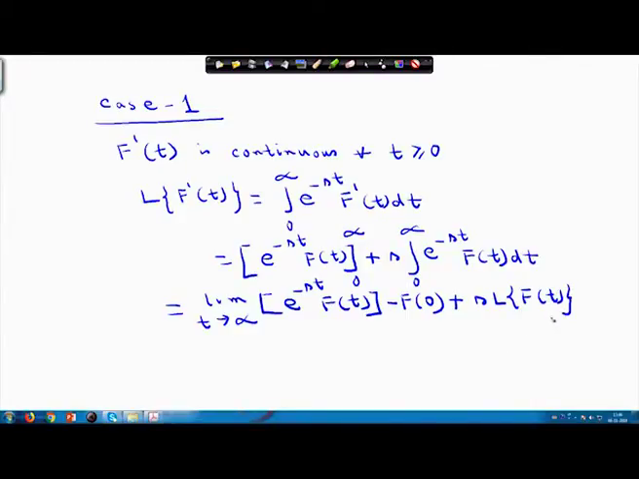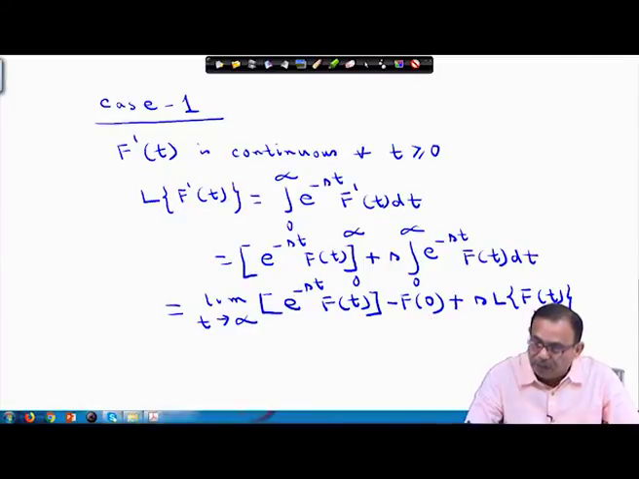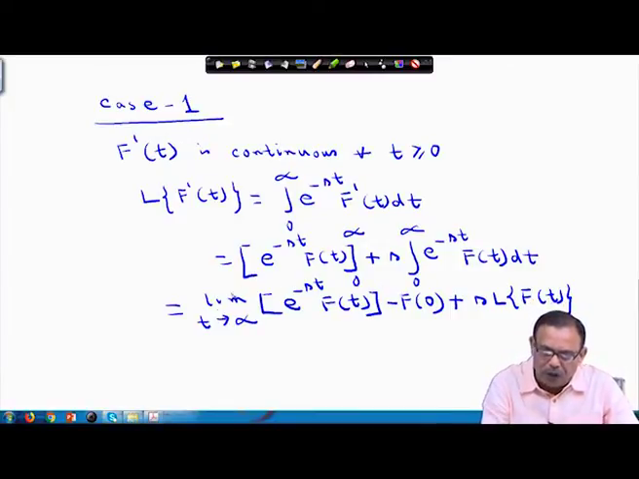Please note that whenever I am writing this, I know f 0 has a finite value, and the Laplace transform of f t is known to us since it is continuous. So, we only have to check this part, the limit as t approaches infinity of e power minus s t f t, whether this is finite or not. If the limiting value exists, then we can say that the Laplace transform of f dash t exists and it will have some value.